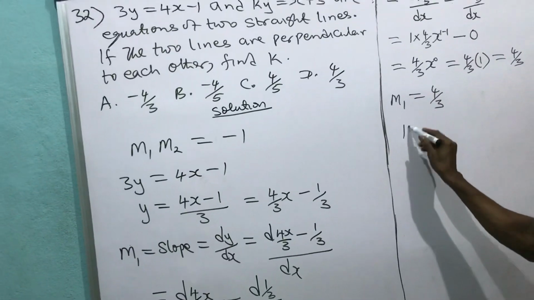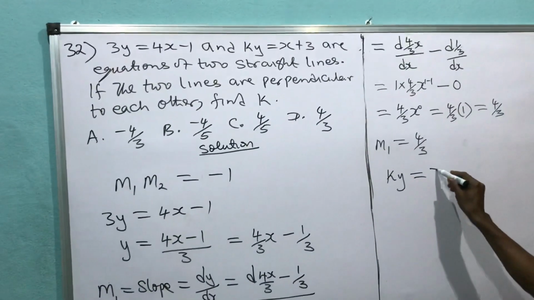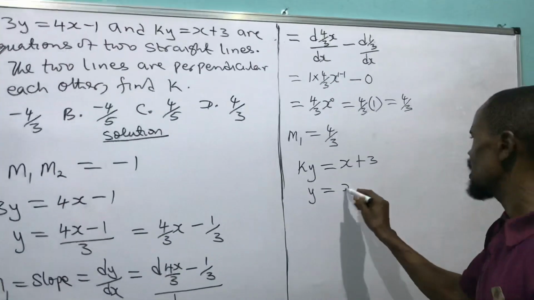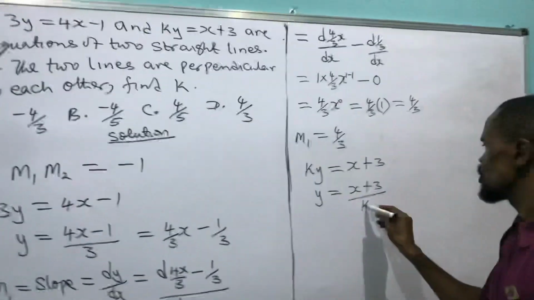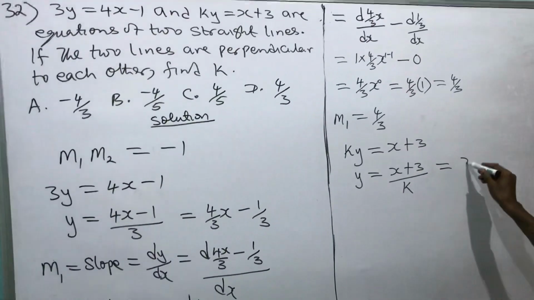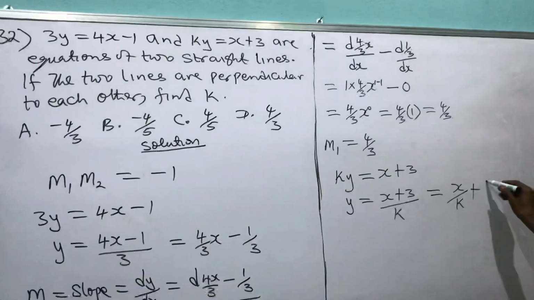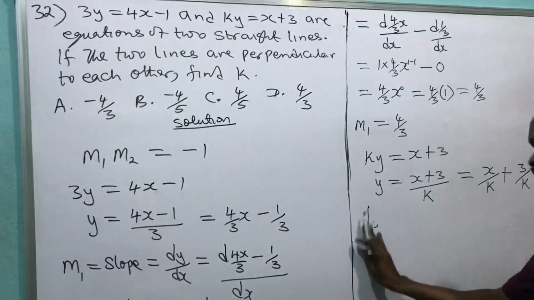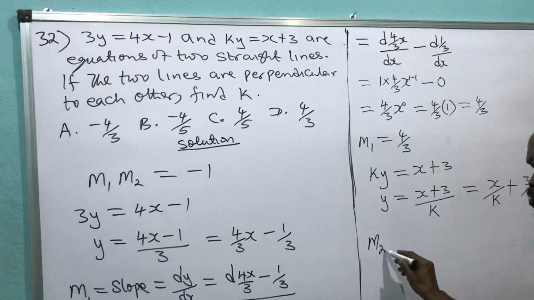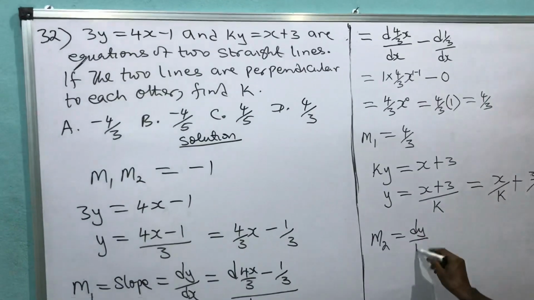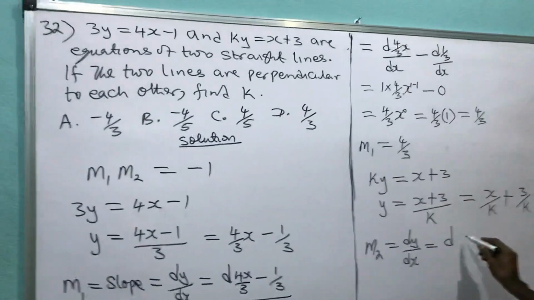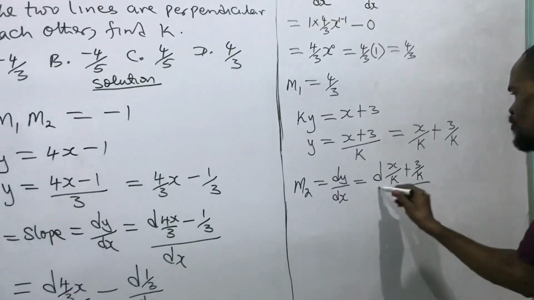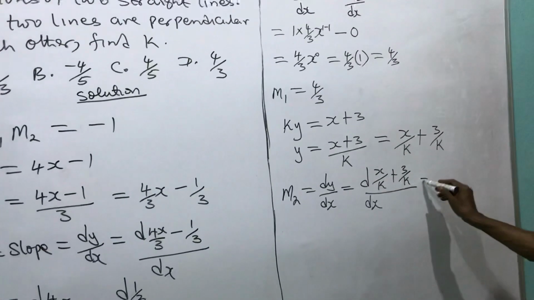What's the second equation? ky equals x plus 3. Making y the subject of the formula, I will say y equals (x plus 3) divided by k, which is the same thing as x divided by k plus 3 divided by k. Then I can say dy/dx, which is my slope 2, that's my slope 2, is equal to dy/dx, and that gives me d(x/k + 3/k) over dx. I will now start to differentiate them separately.